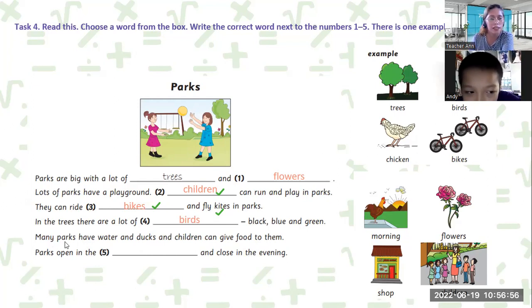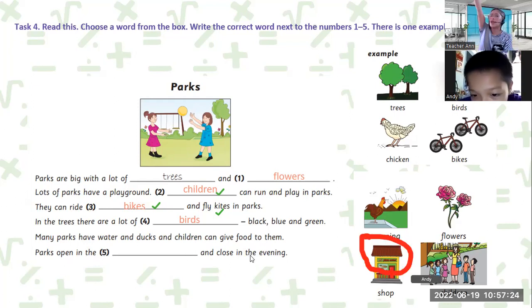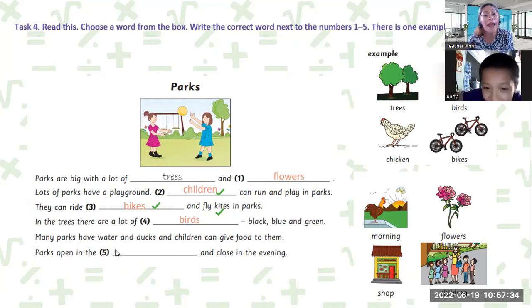Okay, many parks. Okay, go. Many parks have water, and children can give food to them. Parks open in the morning and close in the evening. Okay. What time will the parks open? It opens in the morning and closes in the evening. What is that? What's the answer? What time will the parks open? What time? It opens in the what time?